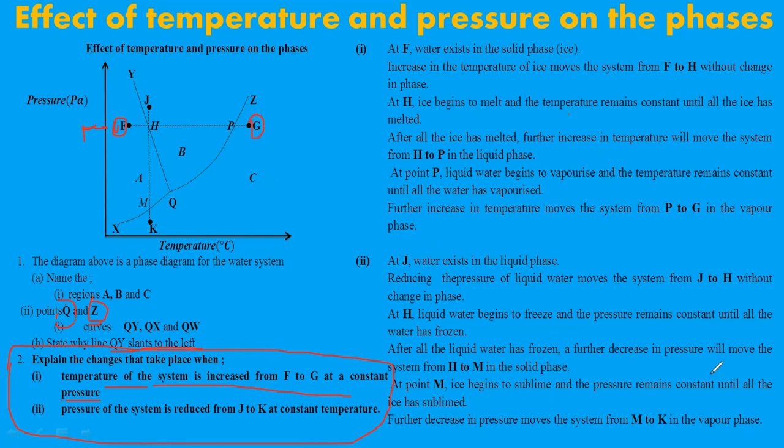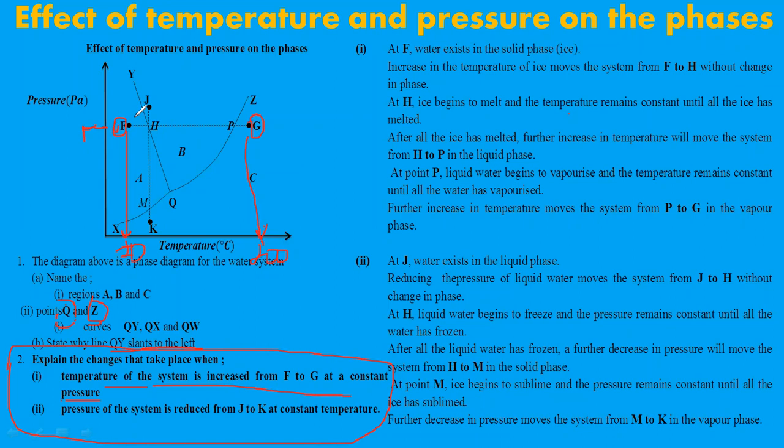This is not so hard. It's very easy. Sometimes they give you temperature values. Instead of F and G, they give you the two temperatures. They can tell you to explain the changes that take place when the temperature is increased from 20 degrees Celsius to 200 degrees Celsius at a constant pressure.